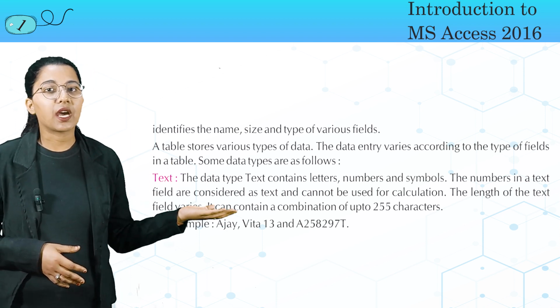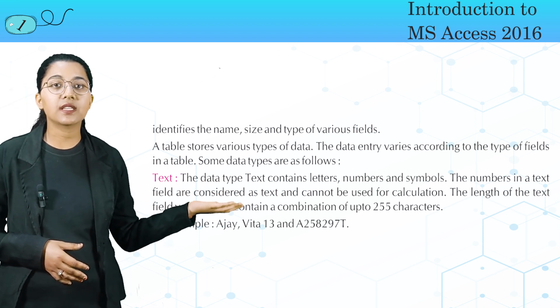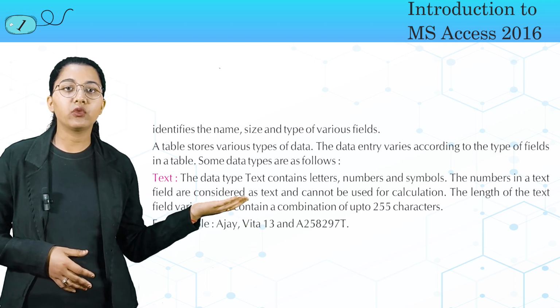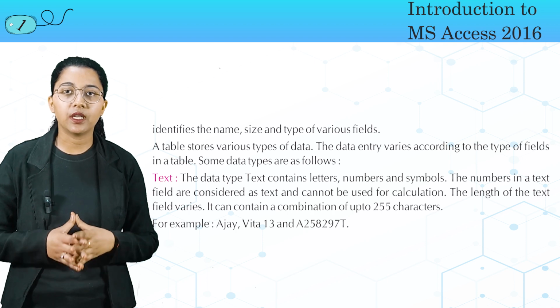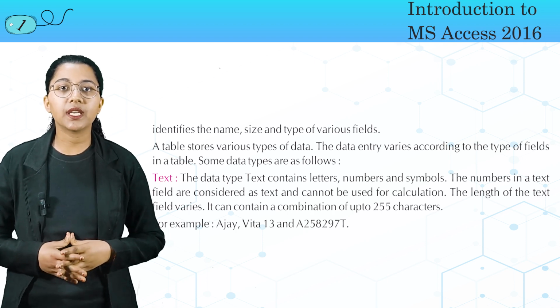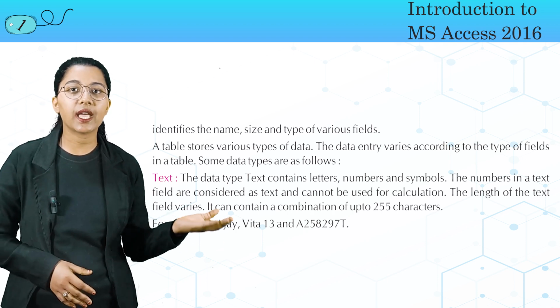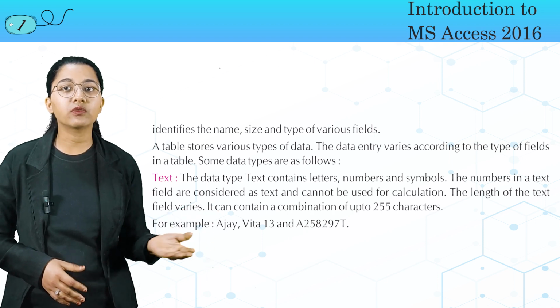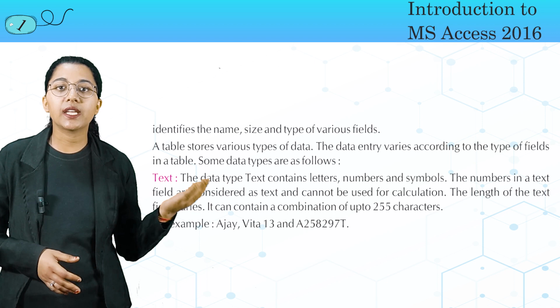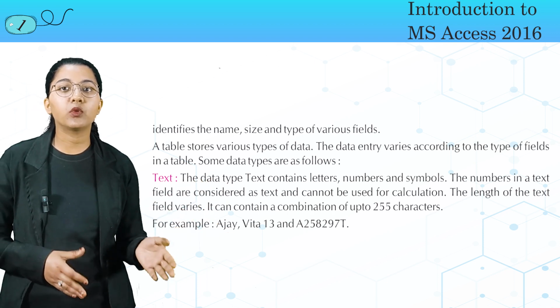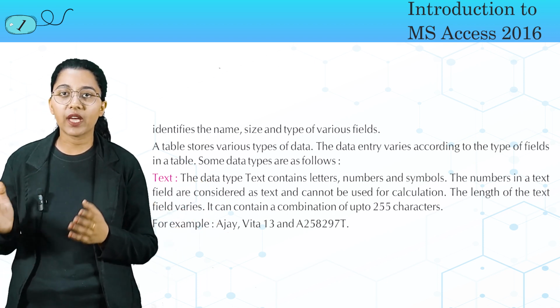Some data types are as follows. So students, these are some data types we have to read. First is text. The data type contains letters, numbers and symbols. The numbers in a text field are considered as text and cannot be used for calculation. The length of the text field varies. It can contain a combination of up to 255 characters.